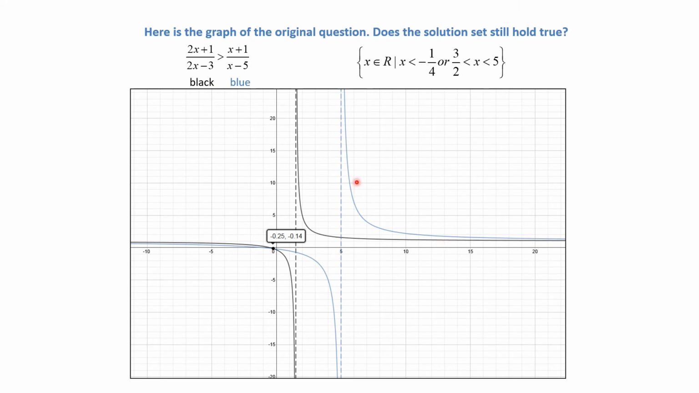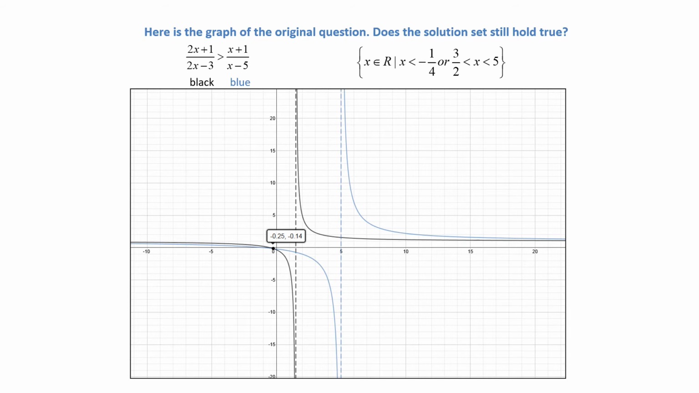Now here's a graph of the original question. Instead of me doing a corresponding one, here's the original. So in black, just this piece here is in black, and there's its asymptote in black. And then in blue is the right-hand side, and its asymptote is there. Does the solution set still hold true? So let's look for where x is less than negative a quarter. So here's, you can't really see where I'm pointing, negative a quarter.